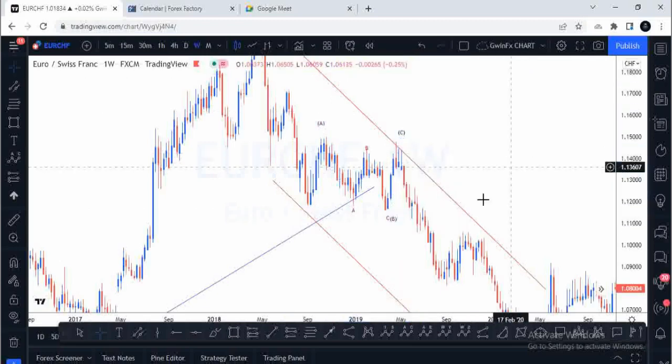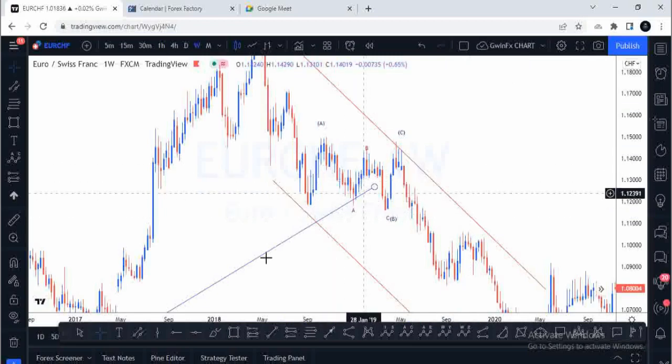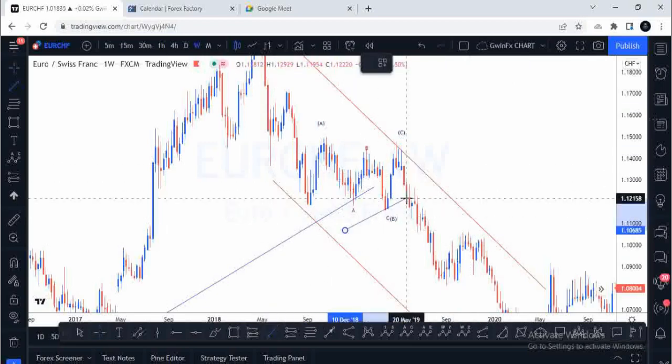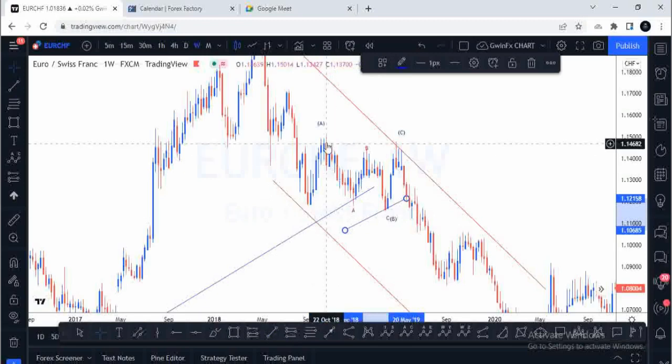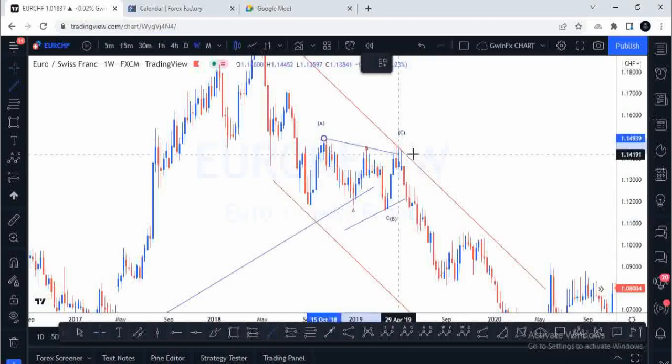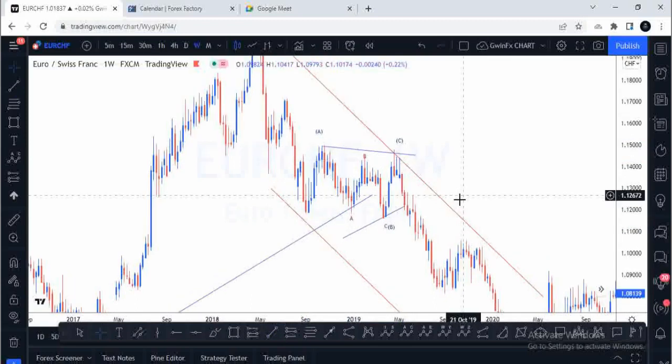So we have some sort of structures here. If I just go ahead and level that nicely, we're going to see that we have some structures there, and this is what we're having, and price then continues downside.